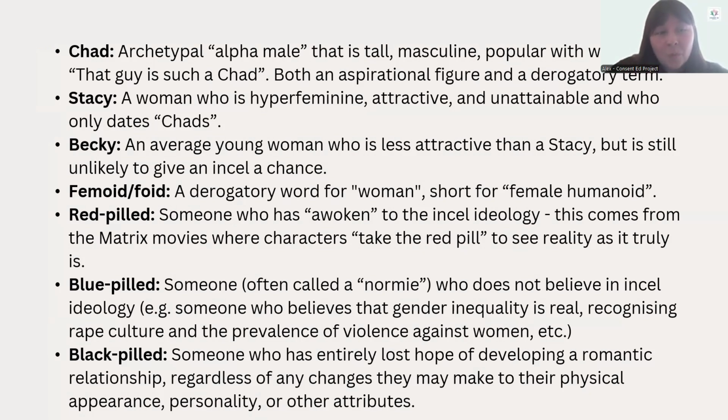A Stacey then is a woman who's hyper feminine, attractive, and unattainable to an incel and only dates Chads. And then a Becky, on the other hand, is an average young woman. She's not as hot as Stacey.